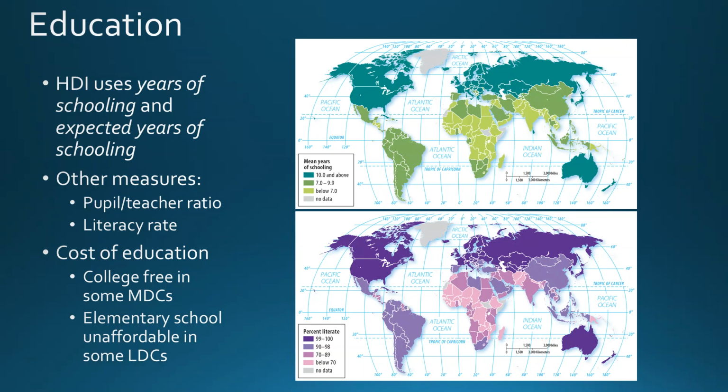And then you also look at whether elementary school is unaffordable in some less developed countries. Some places you have to pay to go to elementary school, as if you were going to a private school, but in other places you may not have to pay. The actual education may be free, but you may not be able to afford the uniform or the books or the transportation to get to school, or you may not be able to afford to let your children not be working on the farm with you. You may need them there.